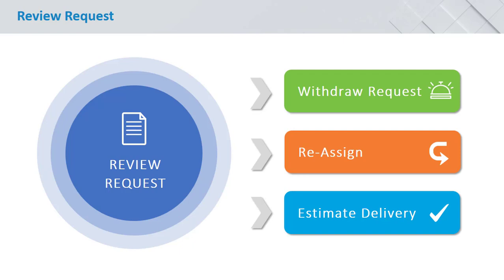After locating a task record, click on it to display the details. The assignment group must review the request and estimate the delivery date, reassign the work, or withdraw the request. Any member of the assignment group on the task can complete these actions, but the fulfillment manager is accountable if any targets are missed. These actions are discussed in detail on the next slides.